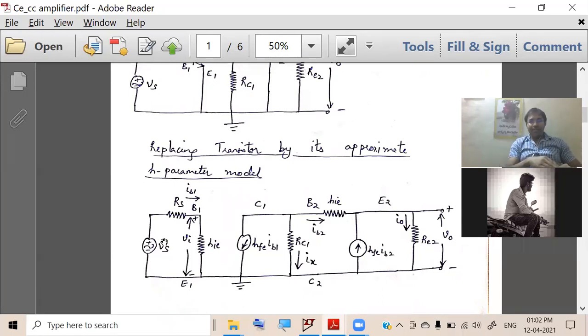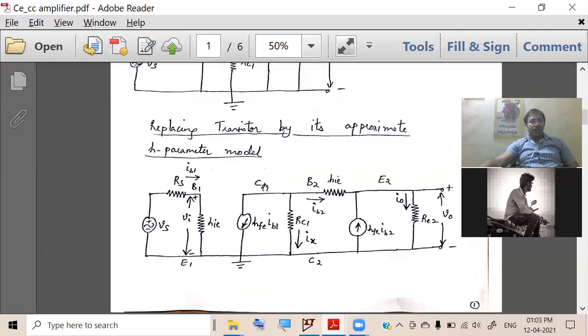Because paths are same, I am going from here to here, or ultimately I am starting from this point and reaching this point. Because I am starting from the same point and ending at the same point, the voltage in this will be equal to the voltage in this path. So Vs will be equal to, anybody answer? What is Vs? IB1 of RS plus HIE. Very good. IB1 into RS plus IB1 into HIE.